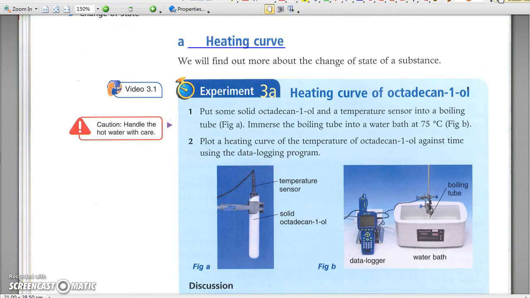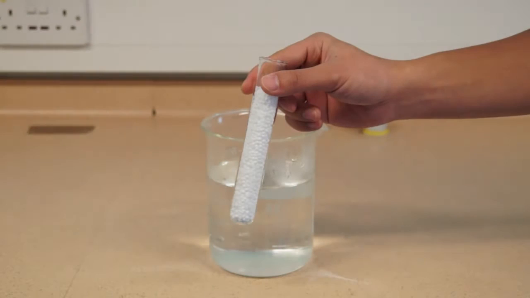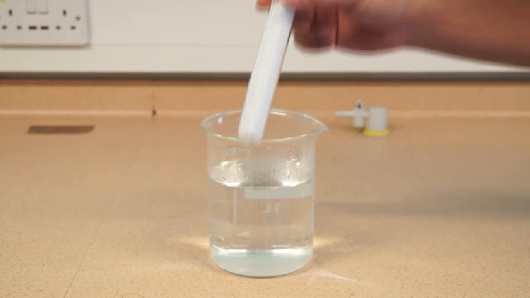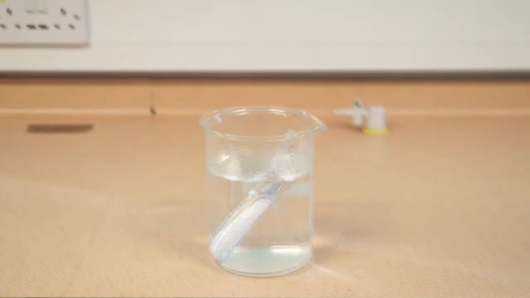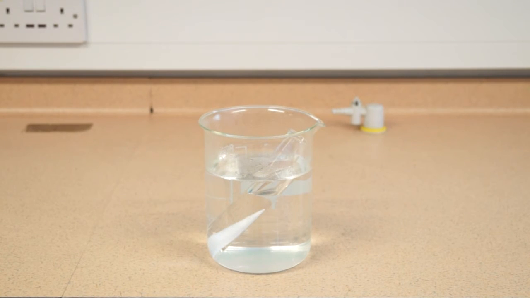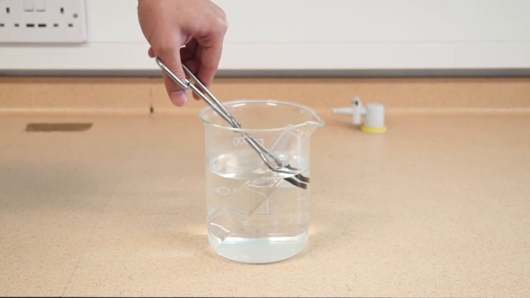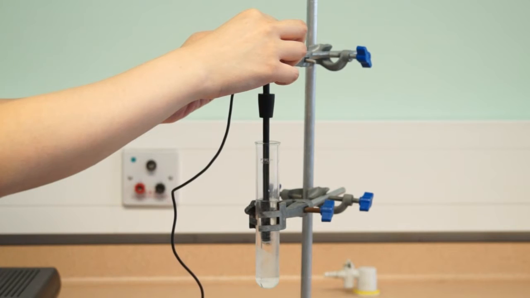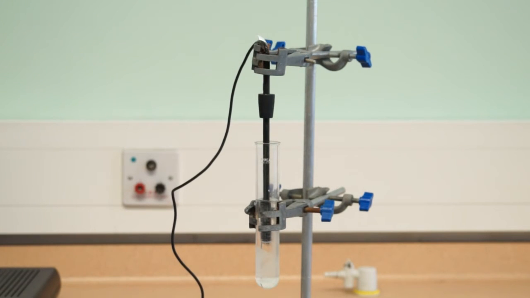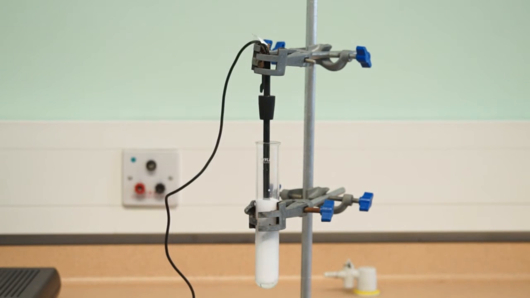A. Heating curve. Let's examine the temperature change when a solid melts. Here we use octadecan-1-ol, which is a wax-like substance. Melt some solid octadecan-1-ol in a boiling tube using a beaker of hot water. Suspend a temperature sensor in the middle of the melted octadecan-1-ol. Wait until the liquid solidifies completely.